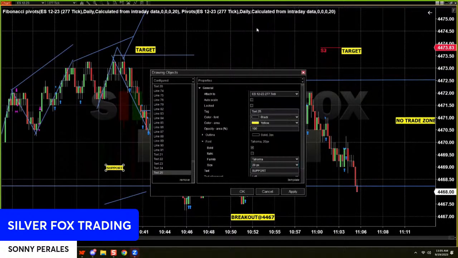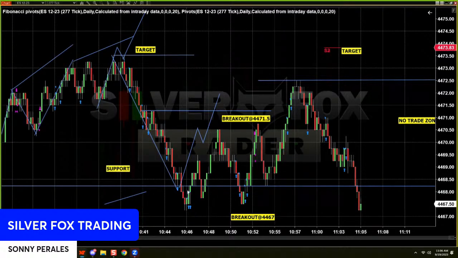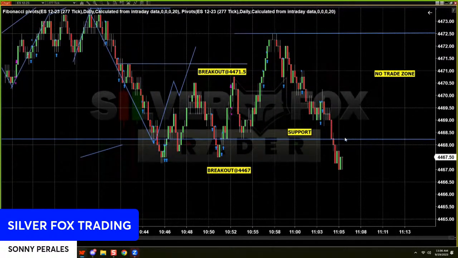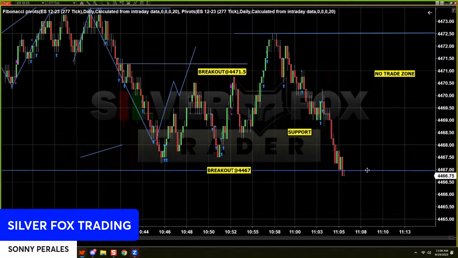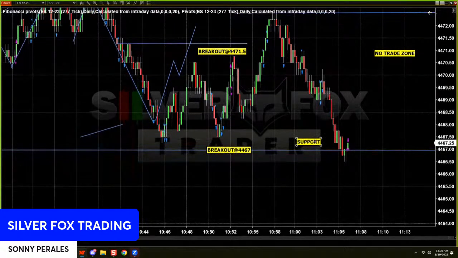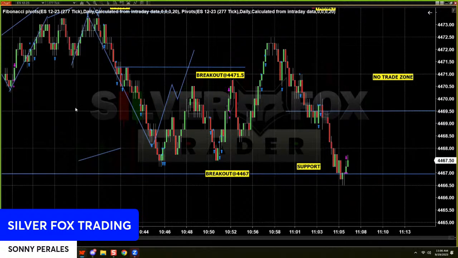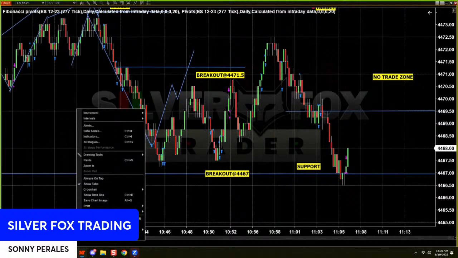Let me see what you got there. This should actually be support here. So you made a new support, breaking support. Wow. Let's see what you got. So this is support there. Next line of resistance is going to be right up in here. So this will be resistance. Went too far.